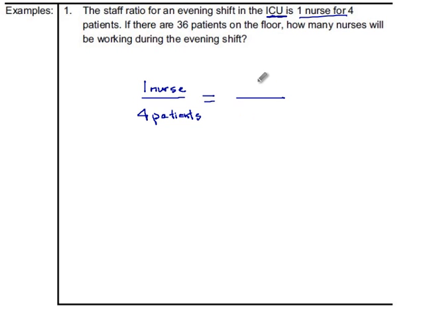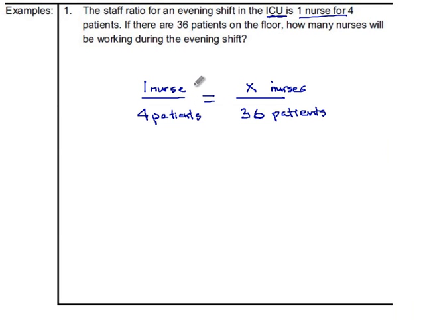It is very important when you set up a proportion like this that the units line up. So in this one we had nurses over patients. In this one we must also have nurses. I'll put that here. And patients on the bottom. There are 36 patients, we're told that. We don't know how many nurses there are. So you can put a question mark or an X to fill that space. And so this is saying if 1 nurse can cover 4 patients, then how many nurses does it take to cover 36 patients?